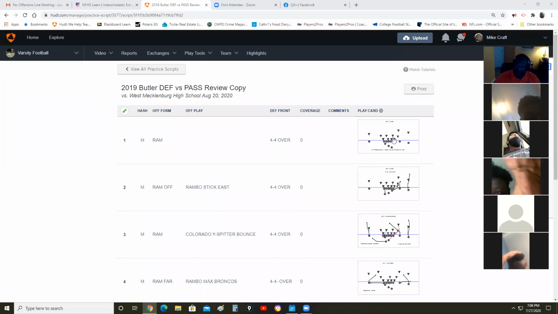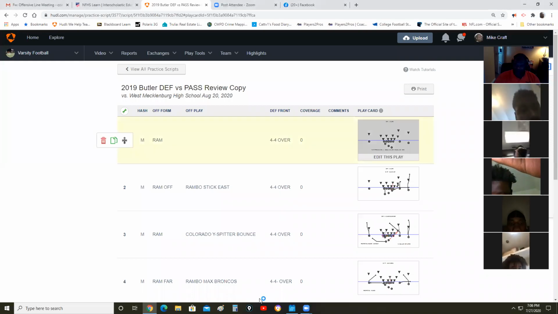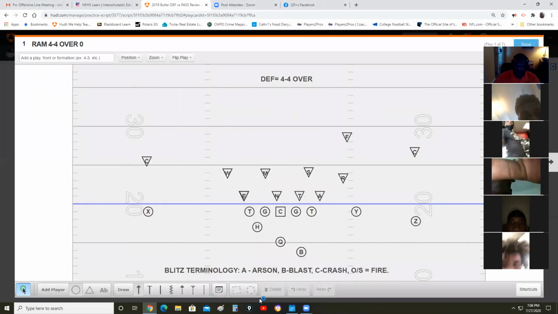And the thing about Butler, I went back and went through the tape again. The thing they hurt us with was their all-out blitzing. So we're gonna review it and get back into it. So the thing we're gonna talk about today is blitz recognition and terminology, and then we're gonna talk about how we will pick it up.